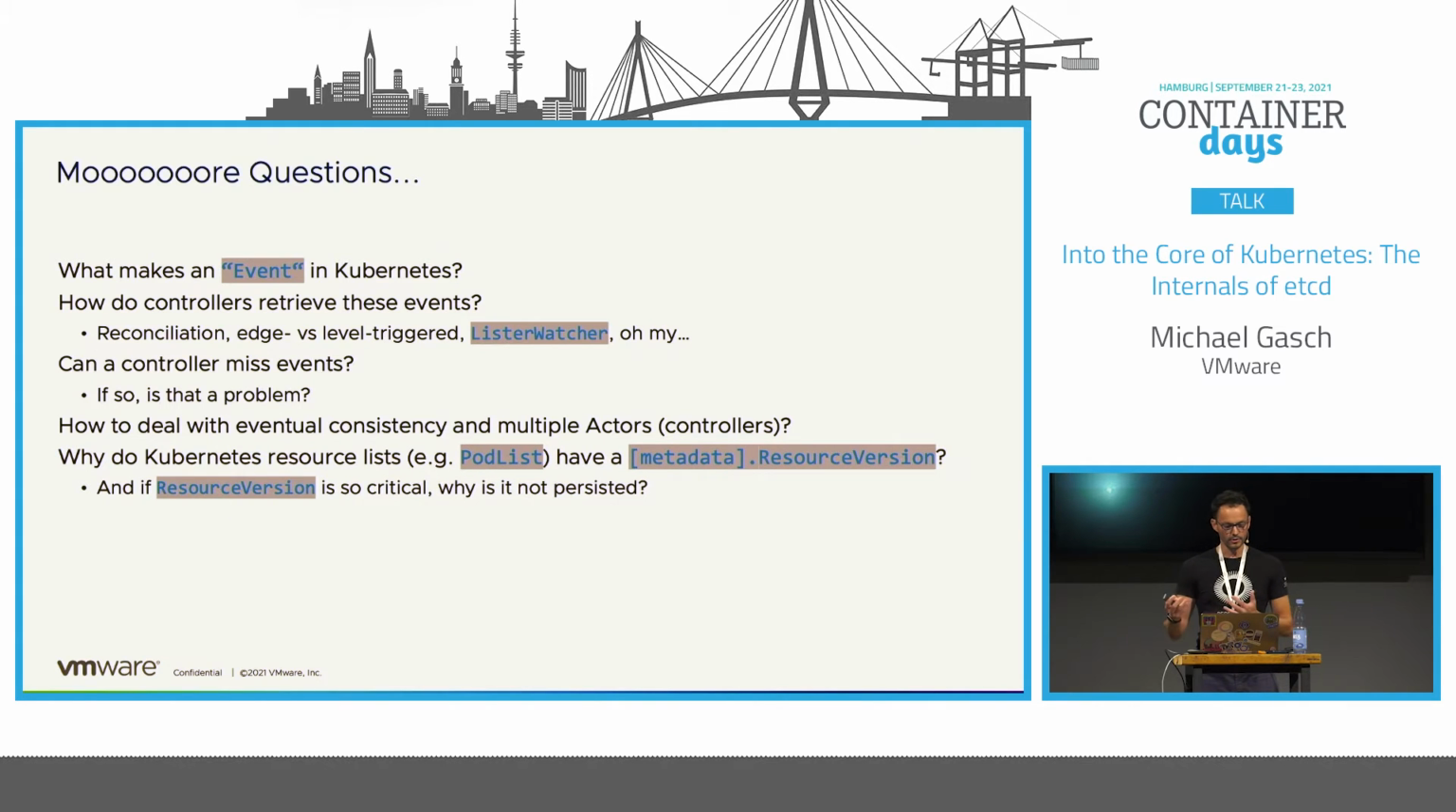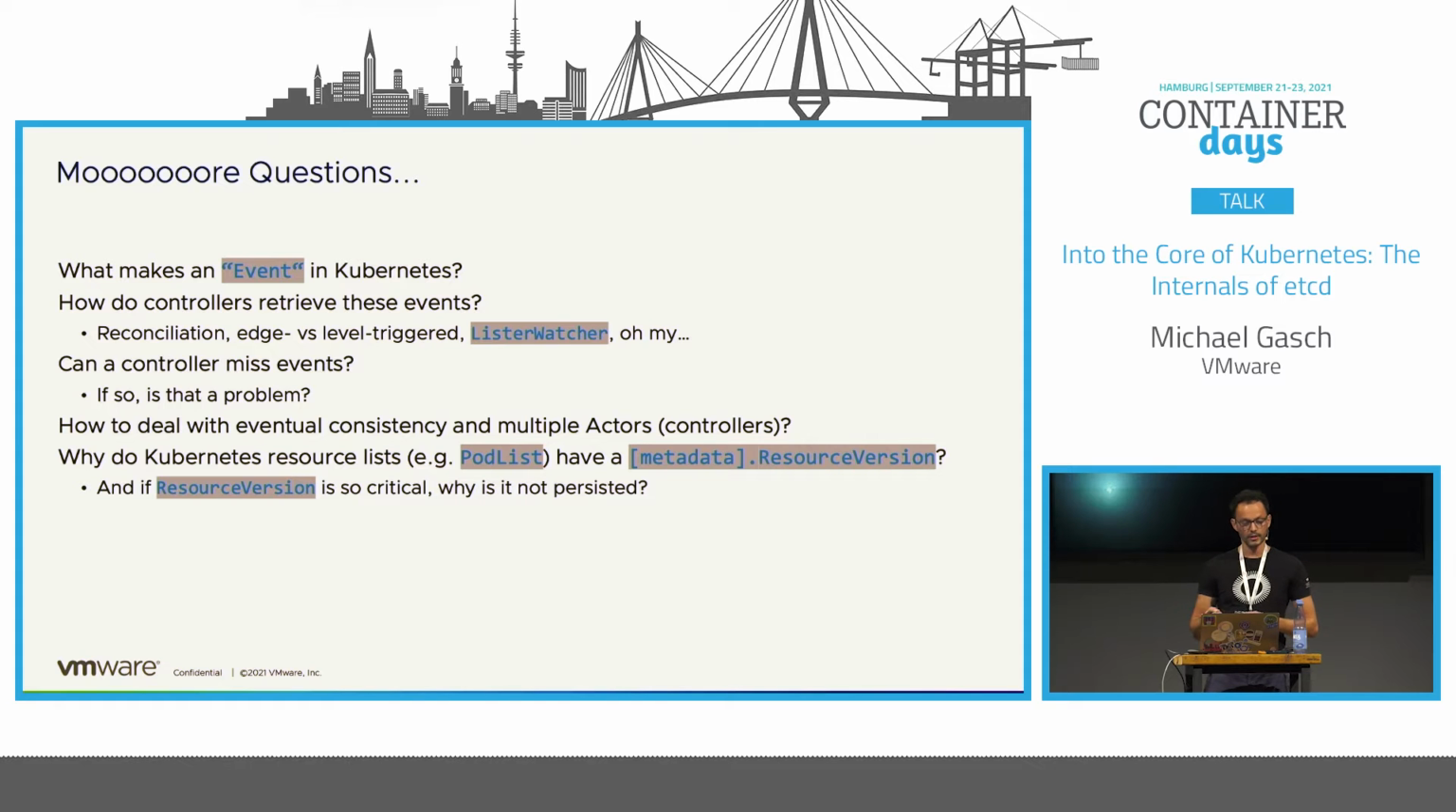Why do Kubernetes resource lists, like pod lists, if you do a kubectl get pods or deployments, why do lists also have a resource version? If you look at the metadata of returned lists and objects, you will find this thing called a resource version. Why can lists have a resource version? Because lists are very abstract. They are not kind of types or resources in there.